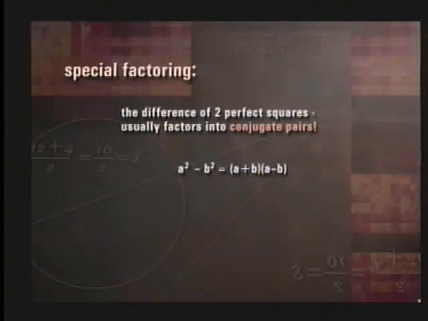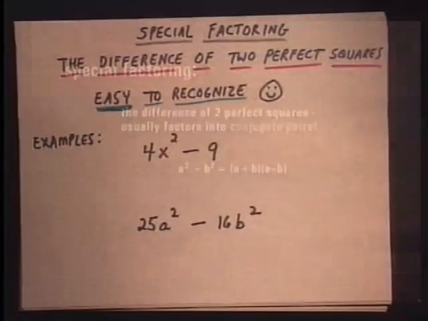All right, now what makes something the difference? Remember what that word difference meant from way back? It means subtract, and you're going to have some perfect squares subtracting there. So a squared minus b squared will factor into a plus b times a minus b, and that is called conjugates. All right, so let's go to some examples there and we'll look at them.